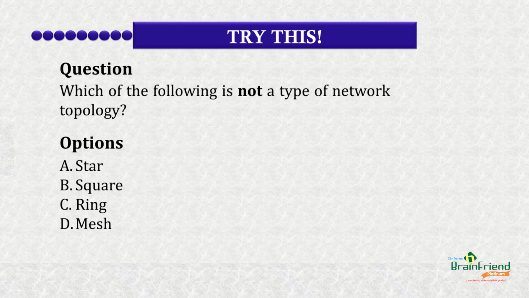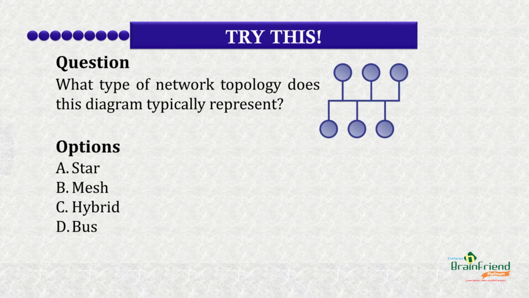At this point, let's try out some exercises. Question 1. Which of the following is not a type of network topology? A. Star, B. Square, C. Ring, D. Mesh. The correct answer is B. Square.